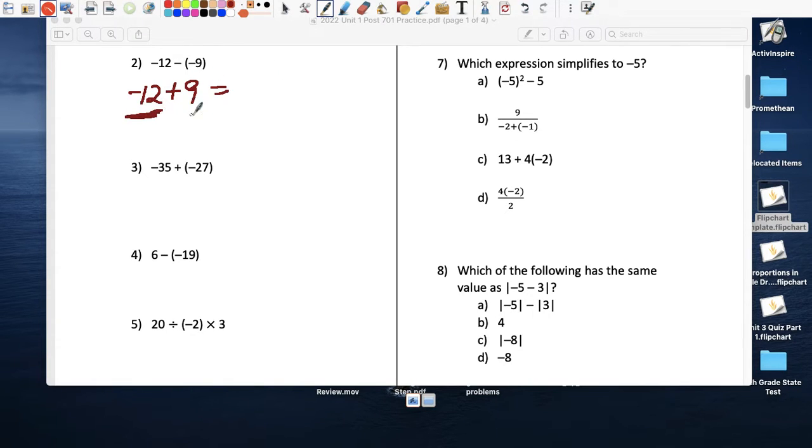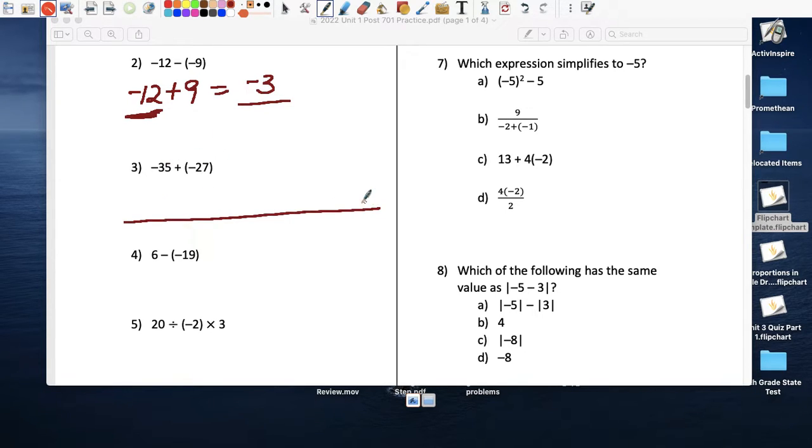I mean, if you think about negatives against positives, well, the negatives are going to win. Why? Because they have more. How many more? 3 more. So again, a lot of things, whichever makes it easier for you to understand. Negative 35 plus negative 27.